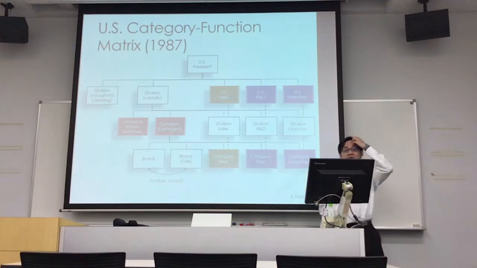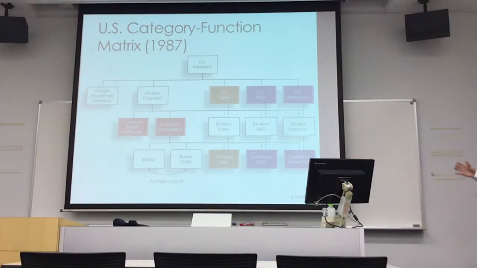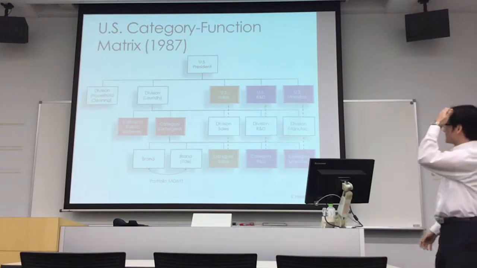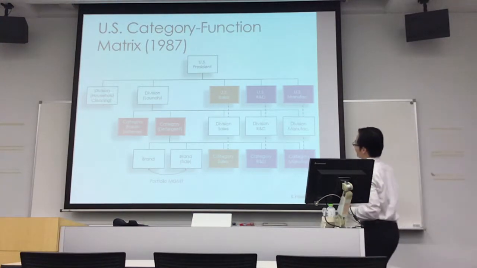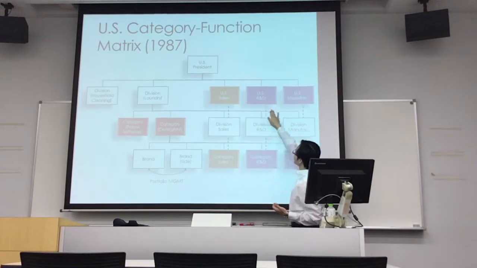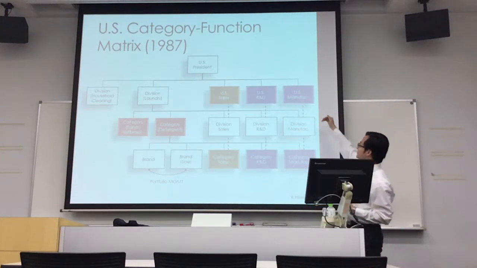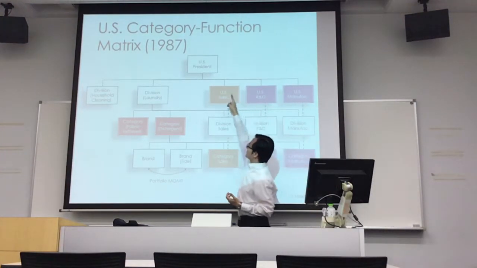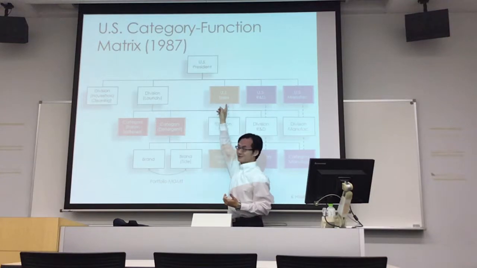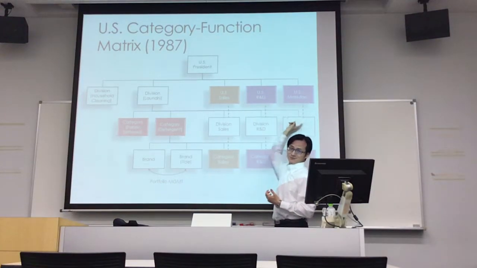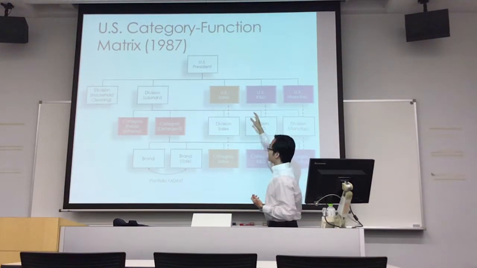So this is the second structure being established in the U.S., which appears far more complicated than the previous one. So what do we see here? You have U.S. sales, U.S. R&D, and U.S. manufacturing functions under the U.S. president. So these are corporate level functions or country level functions, right?